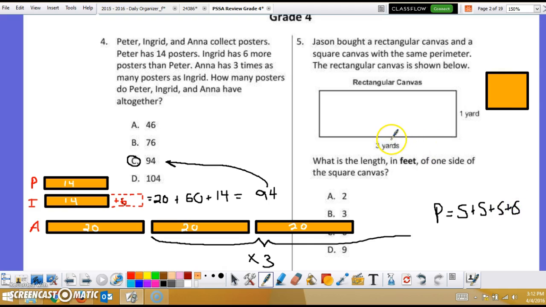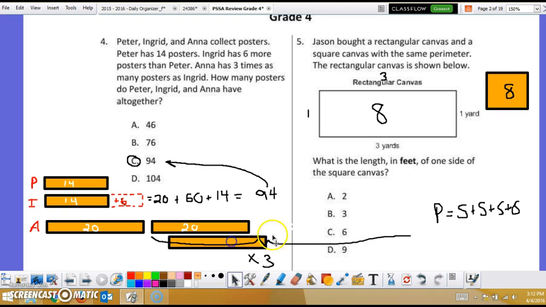Which means in this case, because of the properties of the rectangle, I can tell you that the perimeter would have a length on top of 3 and a length on the sides of 1 and 1. 3 plus 3 is 6, plus 1 is 7, plus 1 more is 8. So the perimeter of this rectangle is 8. That doesn't tell me what the perimeter of this square does. Well, actually it does. The perimeter is still the same. Now you just need to know what exactly is the side length, because that's the question. What is the length in feet of just one side of the square canvas?